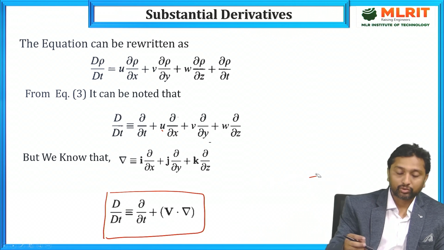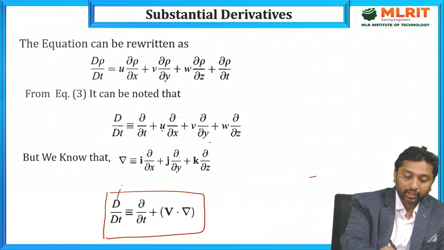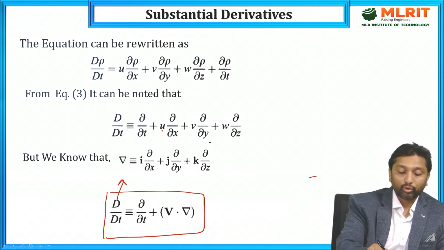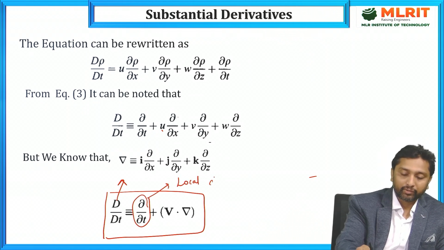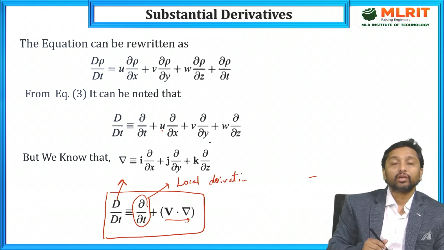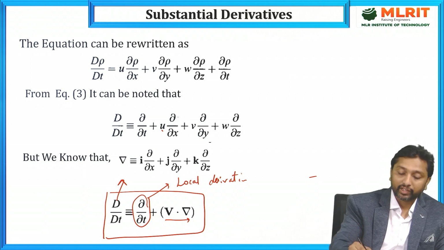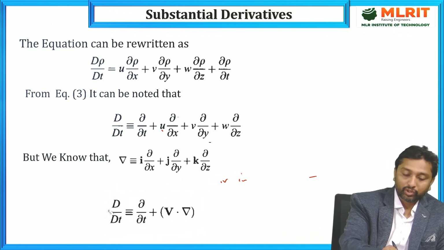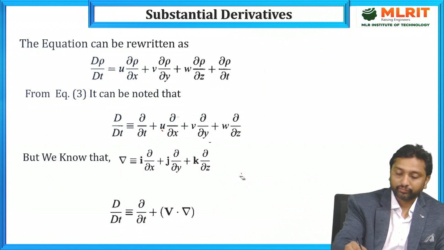velocity. So here we can see that d by dt is nothing but the substantial derivative, and dou by dou t is called the local derivative, and v into divergence is nothing but the convective derivative. We will look at it in the next slide.